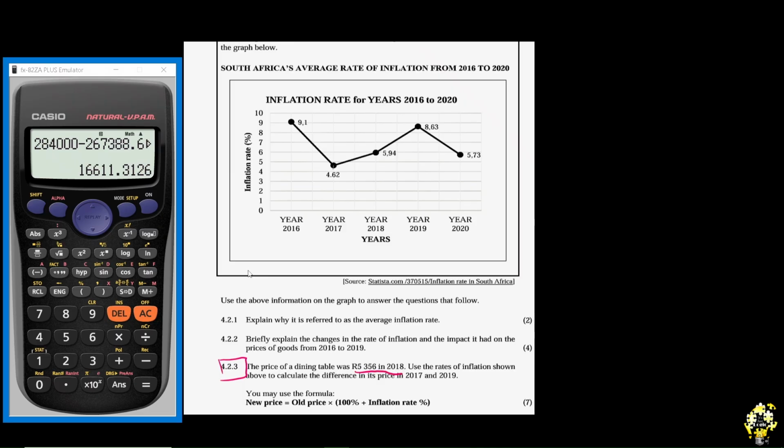We are given the price of a dining table in 2018. Where is 2018? It's here. 5,356. Use the rates of inflation shown above to calculate the difference in its price in 2017 and 2019. So we're doing two things here. We're supposed to calculate what the price was in 2017 and also what the price was in 2019. Oh, I like this one. We are going forward and we are also going backward.